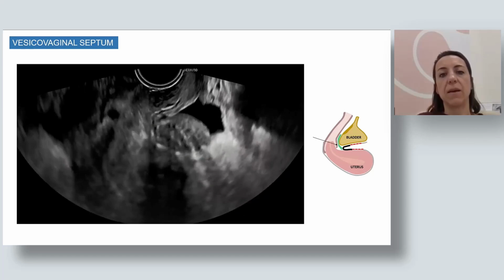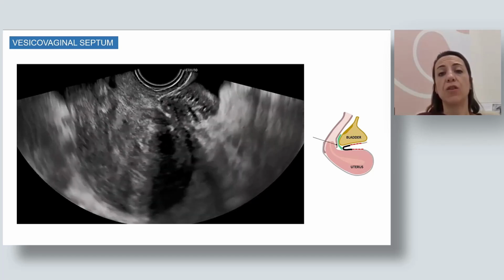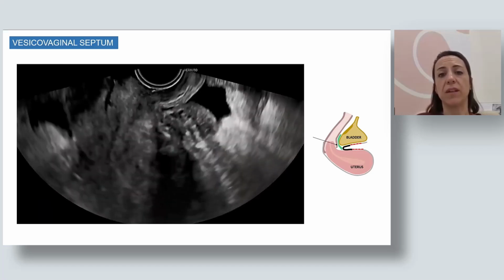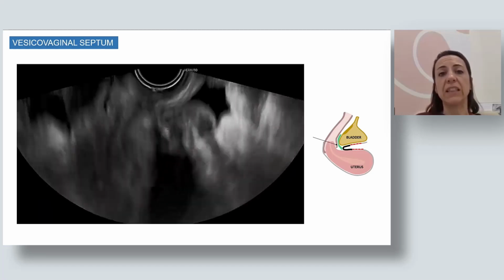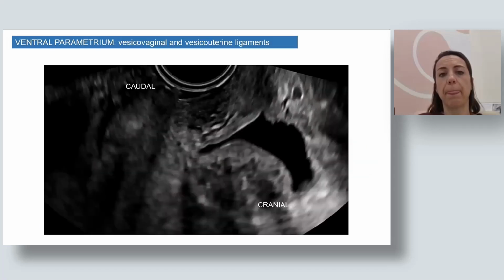This is a patient with an endometriotic nodule infiltrating the bladder. In this case, the septum is fixed. Now, how to assess the anterior ligaments, in particular the vesicovaginal and the vesicouterine ligament?